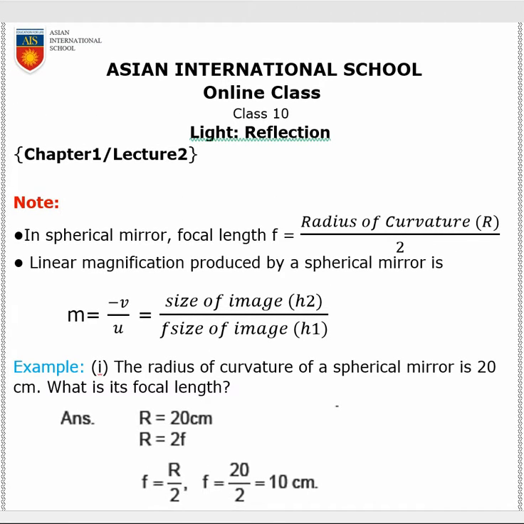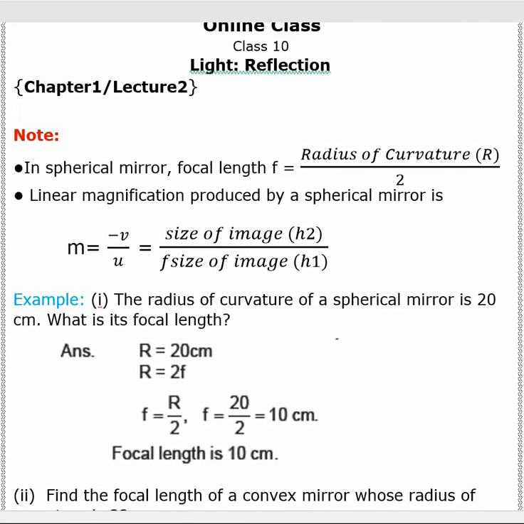Today we are going to learn a few formulas regarding curved mirrors, and also we are going to do a few numericals. So let's see, the first formula is for finding focal length. Focal length is equal to radius of curvature by 2. That means it is half of the radius of curvature of that mirror. So f = r/2.